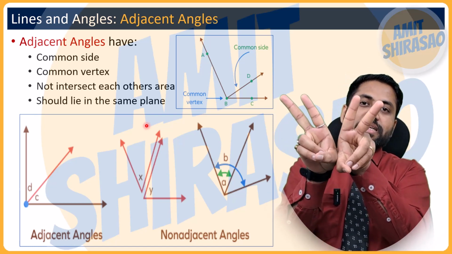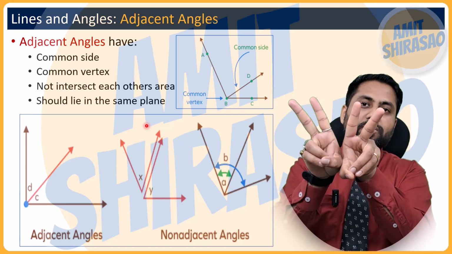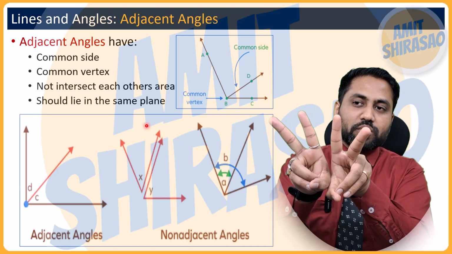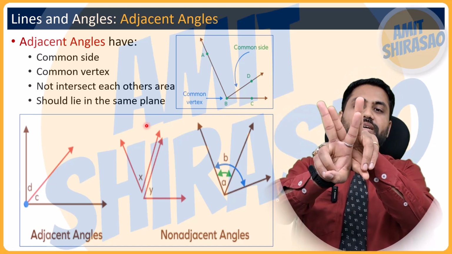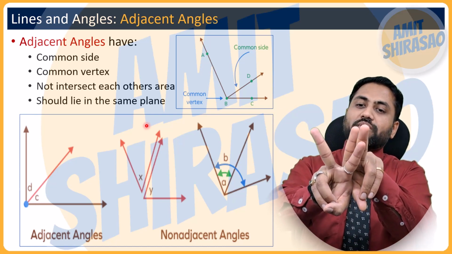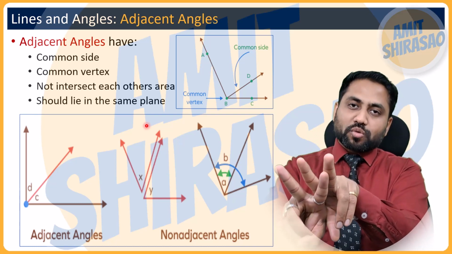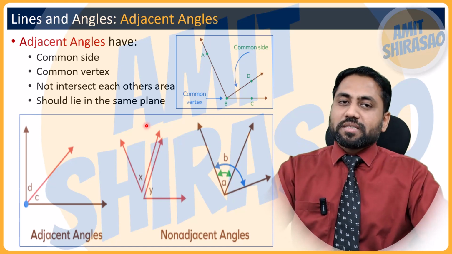But let us say that they are like this. The vertex is the same, but their side doesn't match, then they are not adjacent, so they are called non-adjacent angles. Similarly, let us say that I put the angles something like this, so they have a common side, but one angle is only from here to here, the other angle is from here to here, then also they cross each other's area, and that's the reason why they are not adjacent angles.